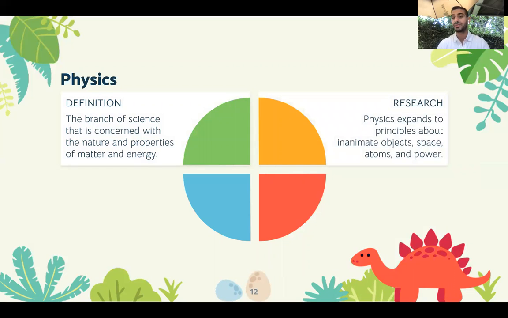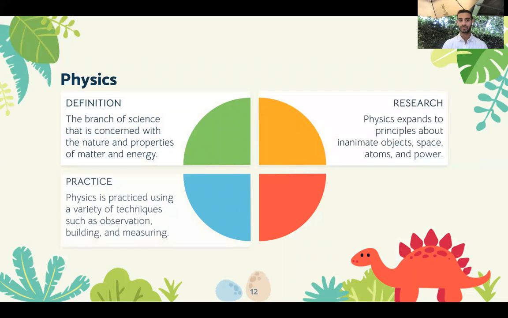Physics expands to principles about inanimate objects, space, atoms, and power. So we are explaining not only objects, but we're going to try to explain what's going on in space, what's going on at the atomic level, which is very, very small, and how the things around us work, and how we give energy to those things, having power.